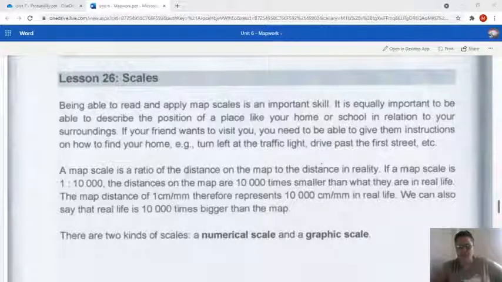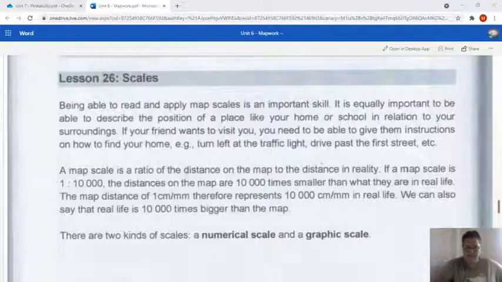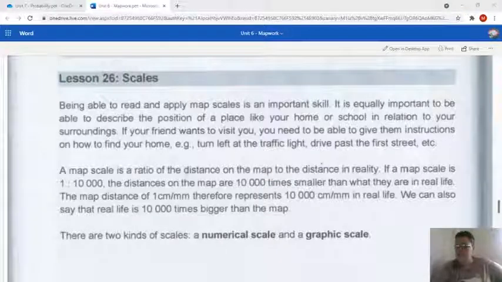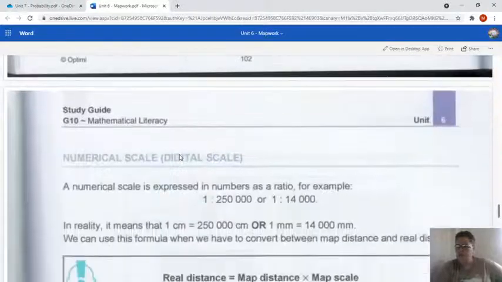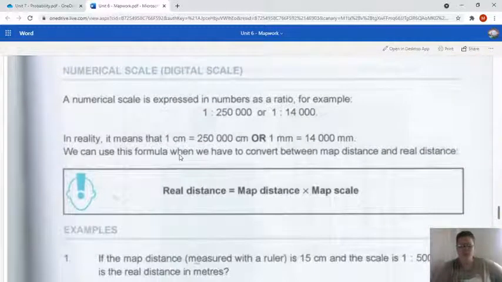It's just what I've shown you on the piece of paper. You have this pen. If you measure it, the paper is 2¼ times bigger than this pen. There are 2 types of scales, numerical and graphic scale. What is the difference? First of all, we are going to deal with numerical scale, which is a digital scale.